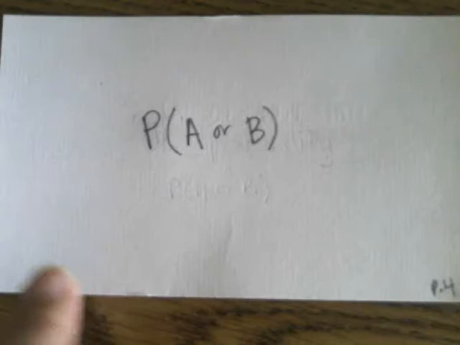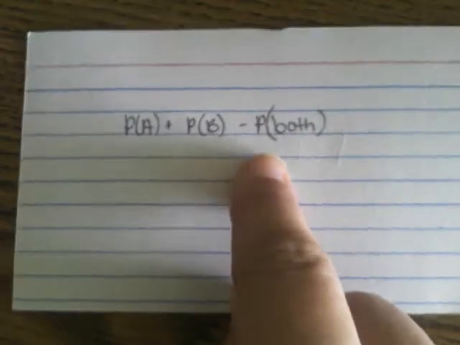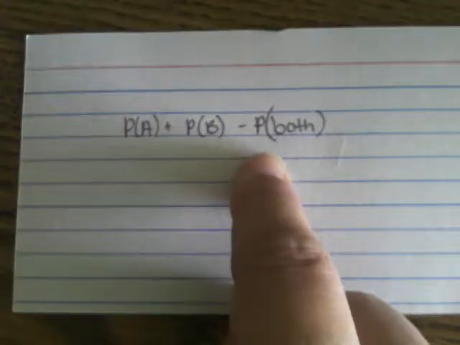Okay, going through these. Or probability equates to what operation? Addition, but you always have to remember to subtract the probability of both. Okay, you can't double count.